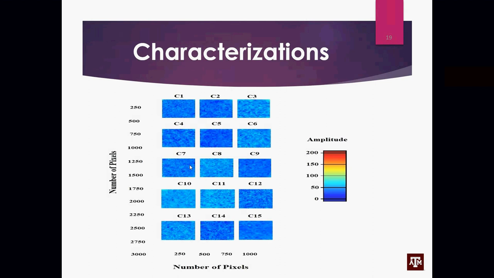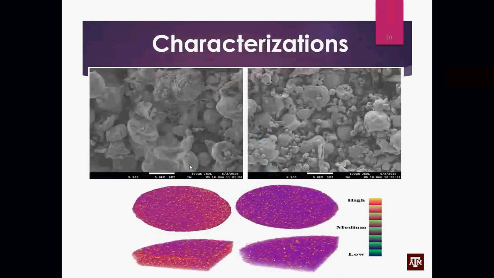When we ran the chemical imaging of the 15 formulations, you can see the drug is completely distributed. You will not get any segregation or different colors. That means your formulation is completely one phase. There is no segregation in the drug polymer mixture, so you get a homogeneous spread of your drug.